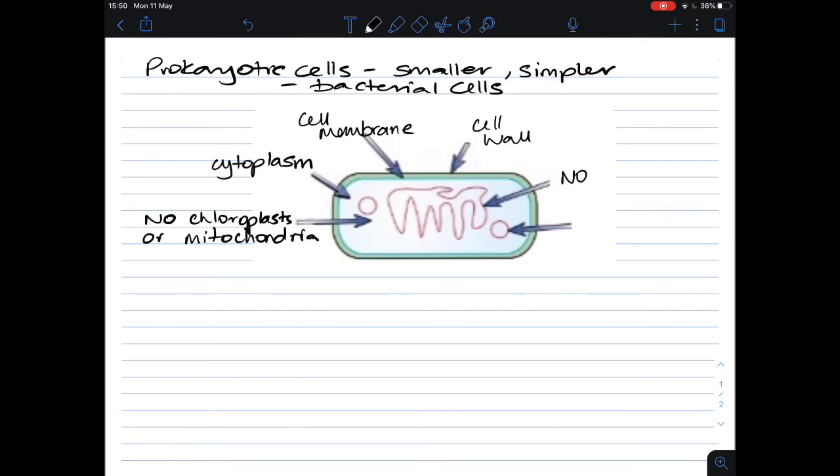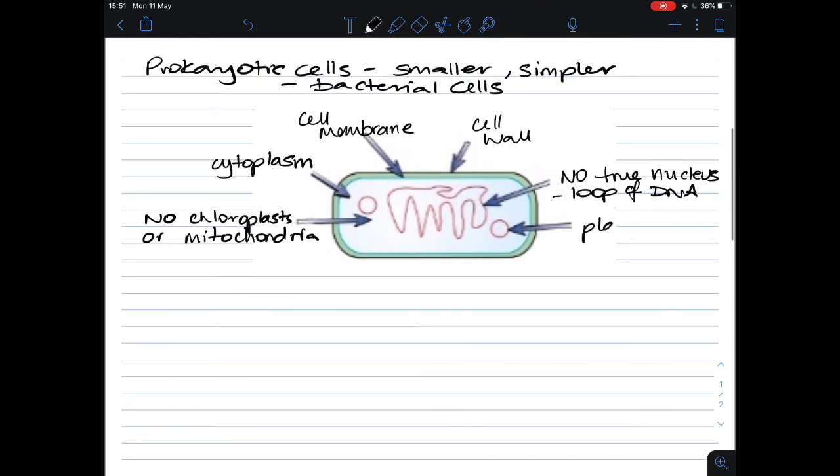Bacterial cells don't have a true nucleus. Instead, they have a singular circular strand of DNA that floats freely in the cytoplasm. They may also contain one or more small rings of DNA called plasmids.